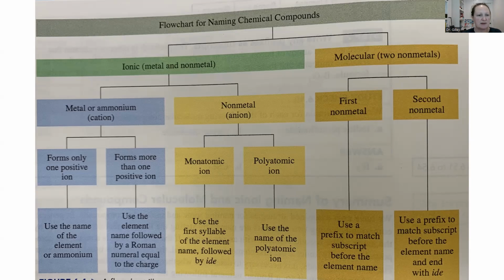Next, we're going to talk about type 2 ionic compounds, which form more than 1 positive ion. For those, we're going to be using Roman numerals that are equal to the element charge in parentheses as part of the cation name. After we talk about those, we'll move on to molecular compounds, which are formed between 2 nonmetals.